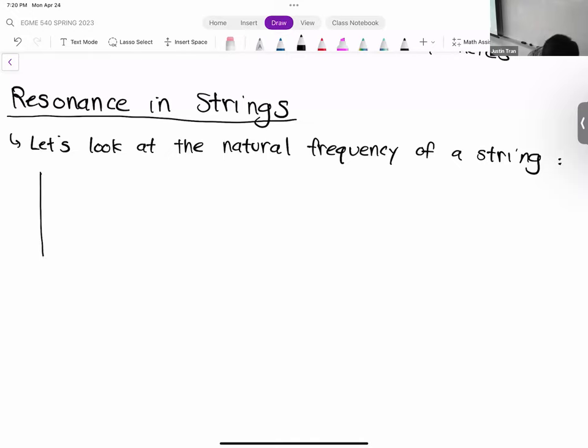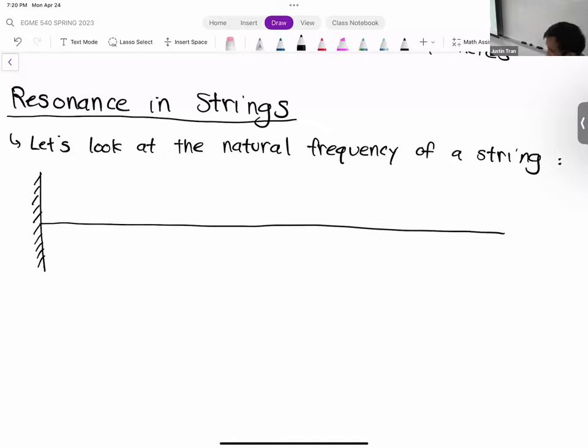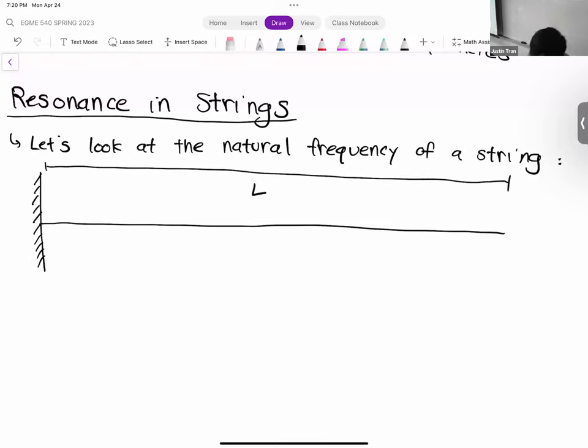All right, so let's draw it out first. On one side, we're going to have a wall that the string is going to attach to. And so basically the string is going to be fixed on the left side. Okay. Here is our string. The string has a length, and the length of the string is going to be L. What we're going to assume is that the string is pulled tight. And so there's going to be a tensile force applied on the right-hand side.